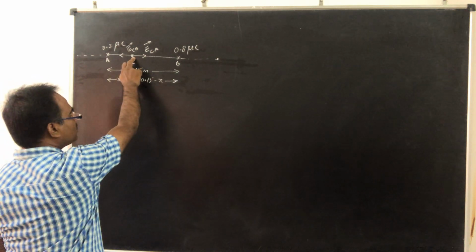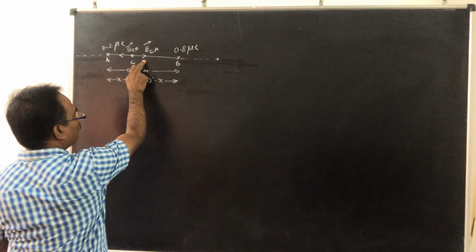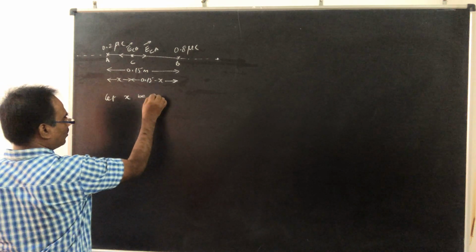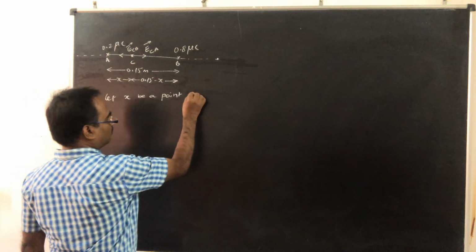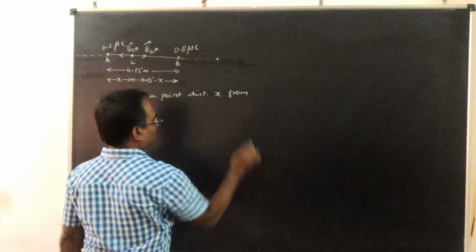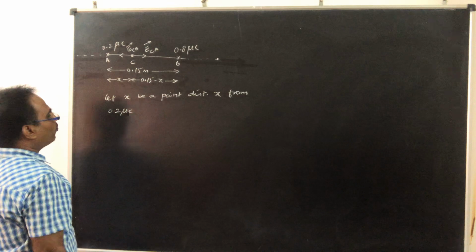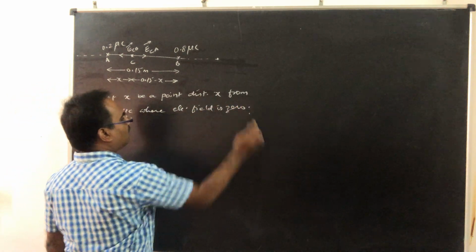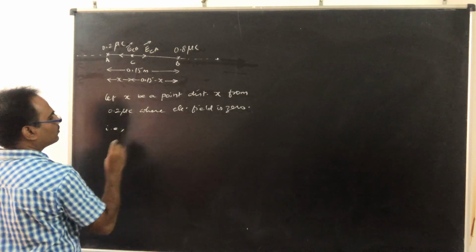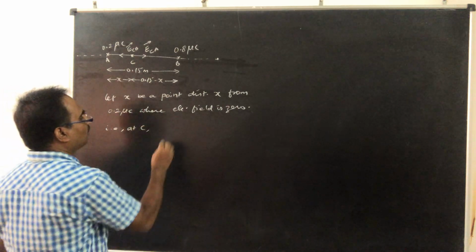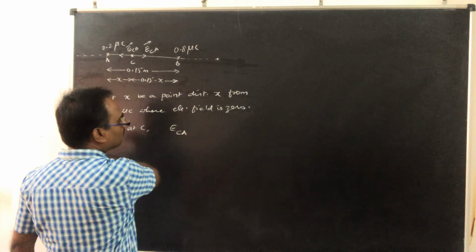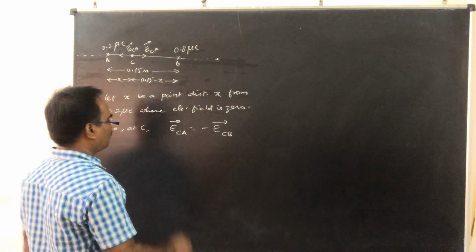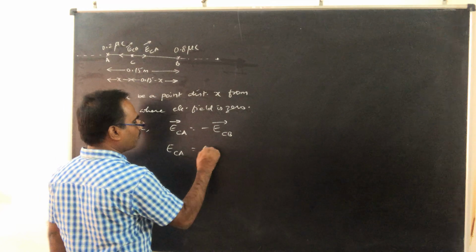So for the electric field at C to be 0, the magnitudes of these two fields must be equal and the directions must be opposite. So let C be a point distant x from 0.2 microcoulomb where electric field is 0. That means at C, electric field at C due to the charge at A should be equal and opposite to electric field at C due to the charge at B. Therefore, the magnitudes of these two fields should be equal. ECA should become equal to ECB.